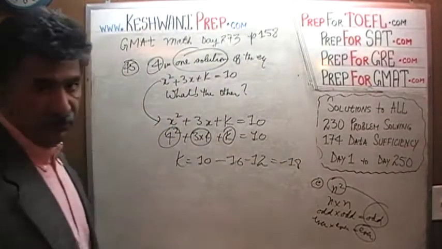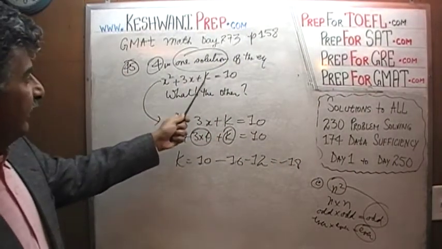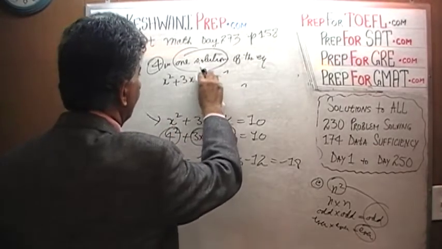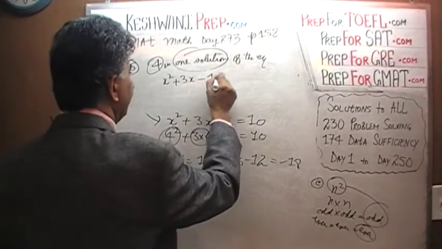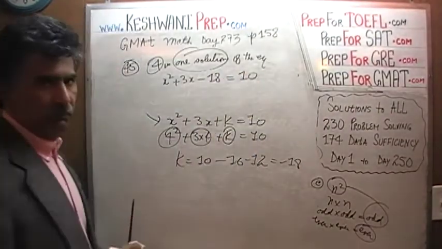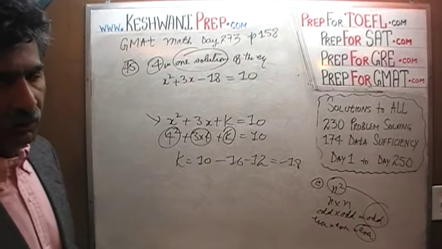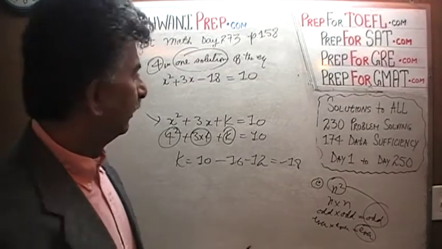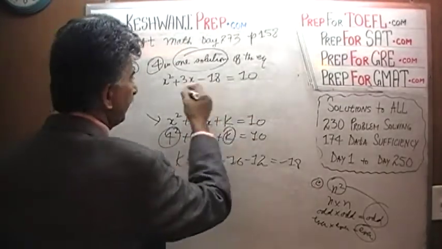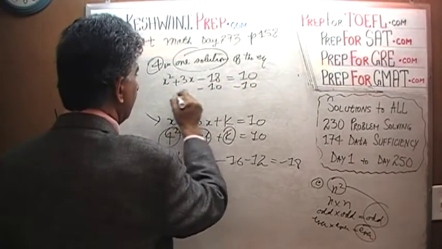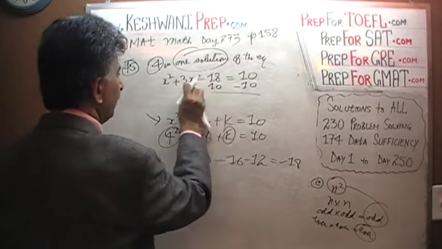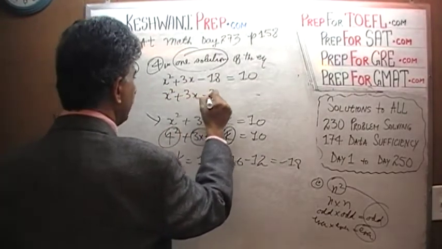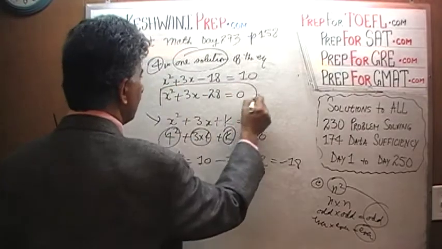So now we know what our equation is. Our equation is x squared plus 3x minus 18 equals 10. But that's not how we write our quadratic equation. The quadratic equation has to be written in its standard form before we can do any factorization. We need to bring the 10 over here, subtract 10 from both sides, and we end up with x squared plus 3x minus 28 equals 0. This is the equation that we have to work with.